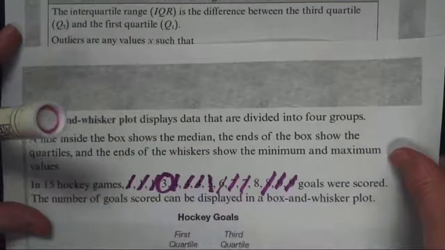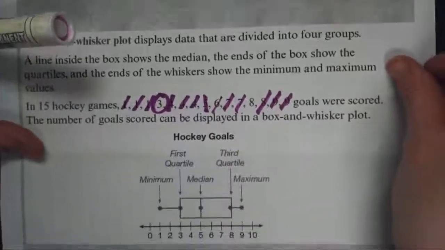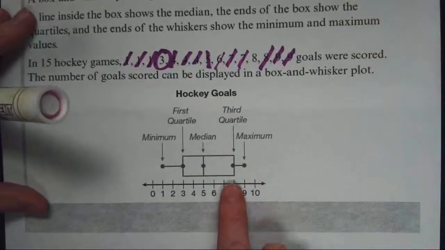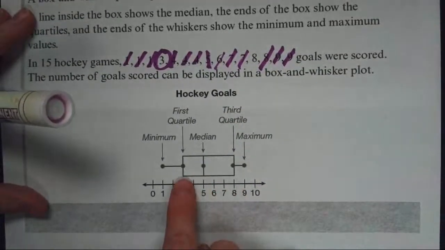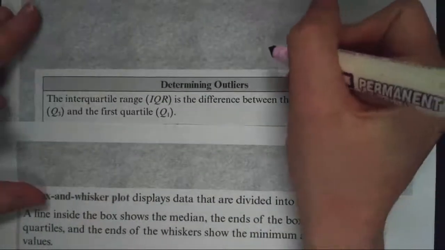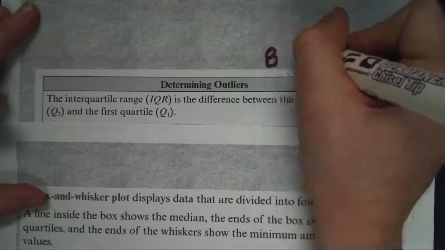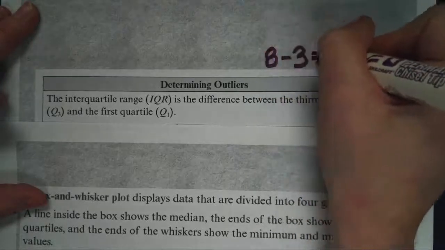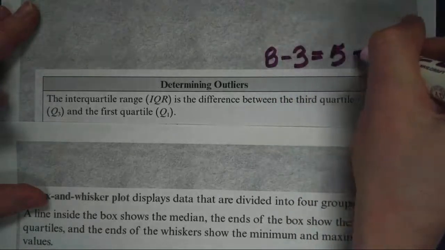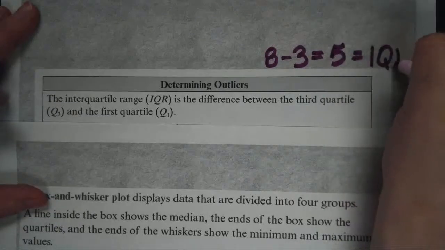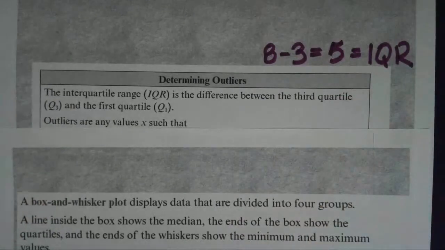Now in this previous example, our third quartile is 8, our first quartile is 3. So to find our interquartile range, or our IQR, we would take our third quartile minus our first quartile and subtract them and get 5. And 5 is our IQR, or our interquartile range.